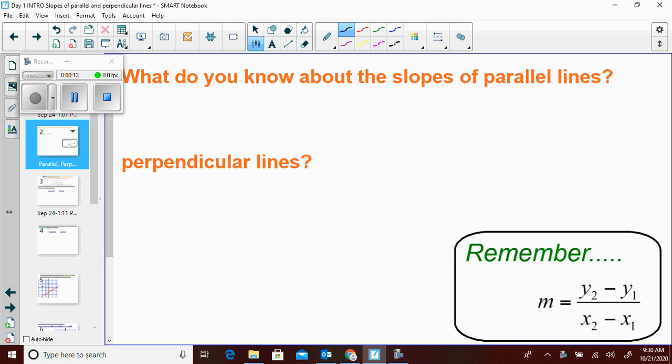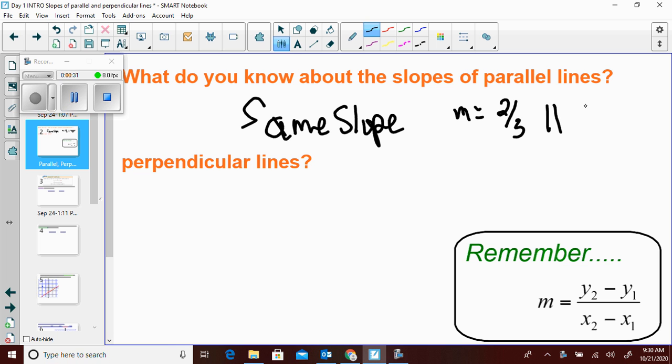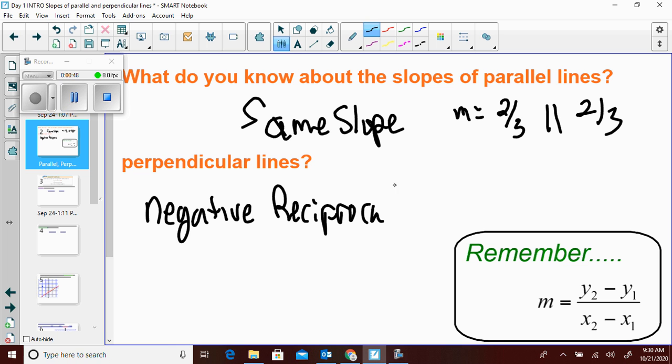All right. What do you know about the slopes of parallel lines? Yep, they're the same slope, which means if the slope is 2/3, it's going to be parallel to 2/3. Remember, double lines mean parallel. How about perpendicular? They are the negative reciprocal. So 2/3 is perpendicular to -3/2.